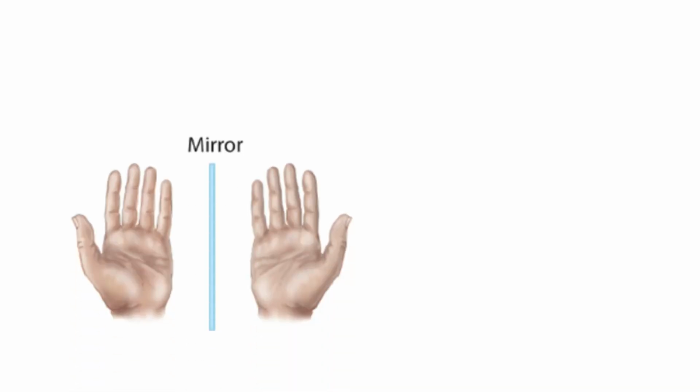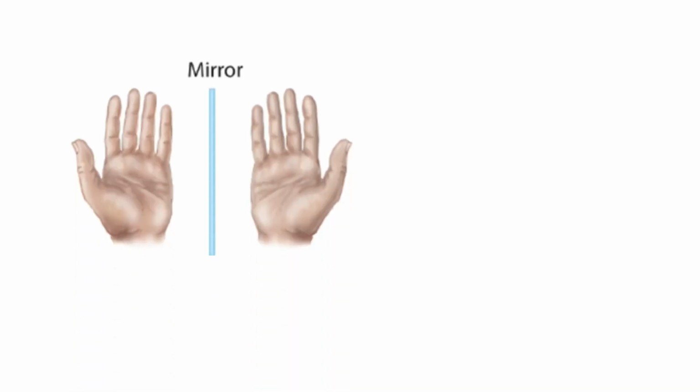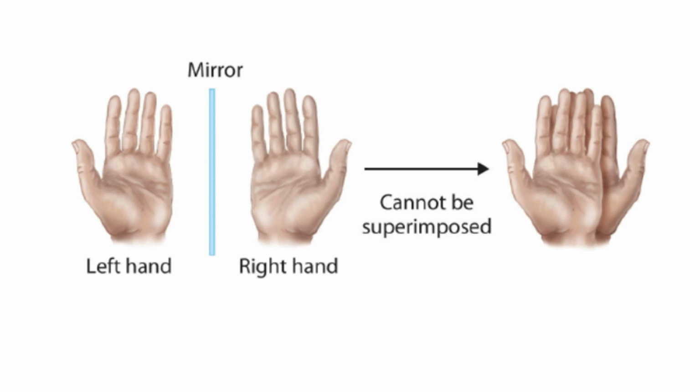Likewise, if we put a mirror in front of the left hand, what we see in the mirror is the image that looks like a right hand. And if we try to overlap the two, we see that the two cannot superimpose on each other. Such objects are therefore called chiral.